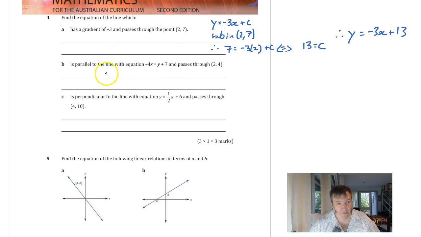Find the equation of the line which is parallel to this line and passes through (2, 4). So if it's parallel, we've got to figure out what the gradient is. Well, it's nice to get this in the form y equals mx plus c.